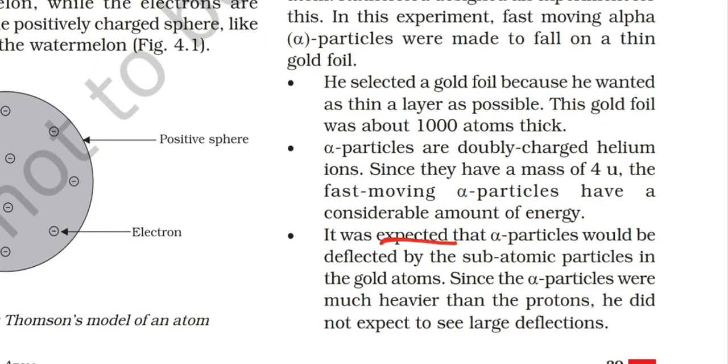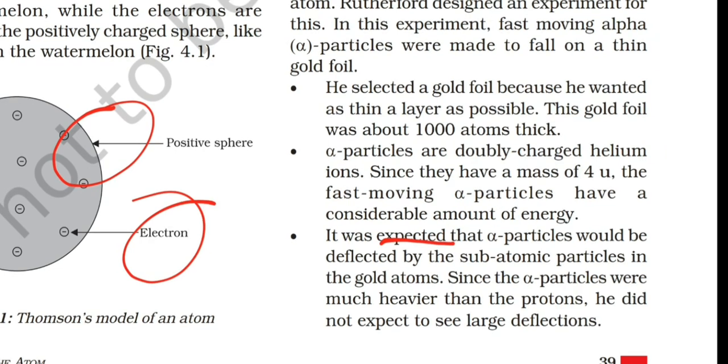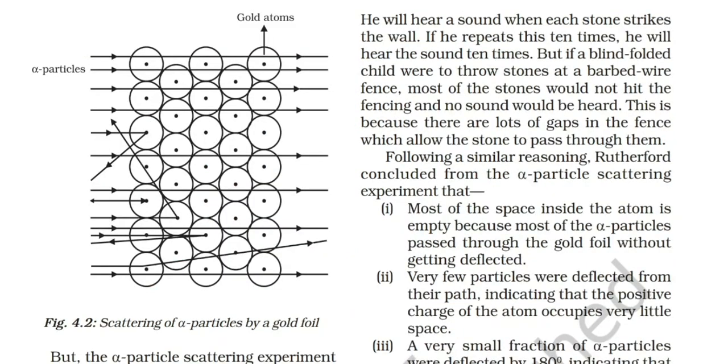Rutherford expected that alpha particles would be deflected by the subatomic particles. Which are the subatomic particles? Electrons and protons, we can say. The alpha particle will be deflected by the subatomic particles in the gold atom. The subatomic particles in the gold atom, electrons and protons, will come back, or they will change their position. Since the alpha particles were much heavier than the protons, he did not expect to see a large deflection. It is the figure of scattering of alpha particles by gold foil.